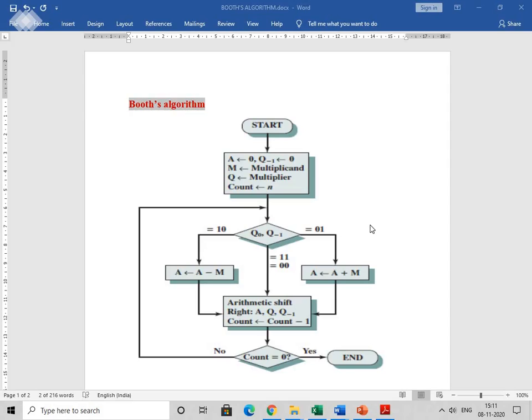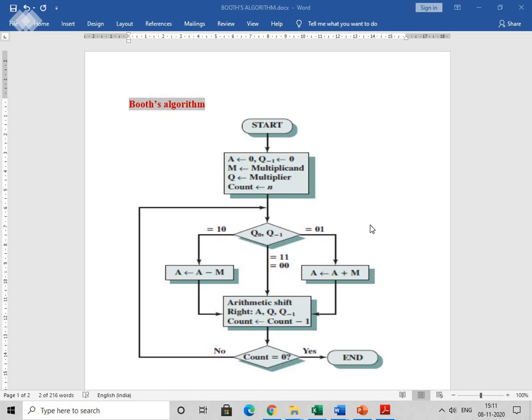Hello students, in this session we are going to learn Booth's algorithm. First we will go through the flow chart of this Booth's algorithm, the description related to this flow chart, and we will be solving one or two numericals related to this algorithm.